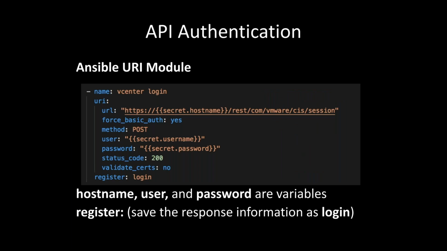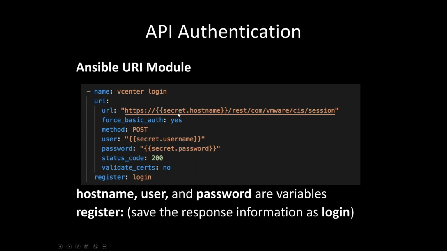All right, so now we're going to get into more fun. We're actually going to use that URI module to log in to the vCenter. When you put in URI here, and you notice there's a couple spaces of indentation, this is telling Ansible the name of the task is vCenter login, and we're going to use the URI module to basically do a web call.